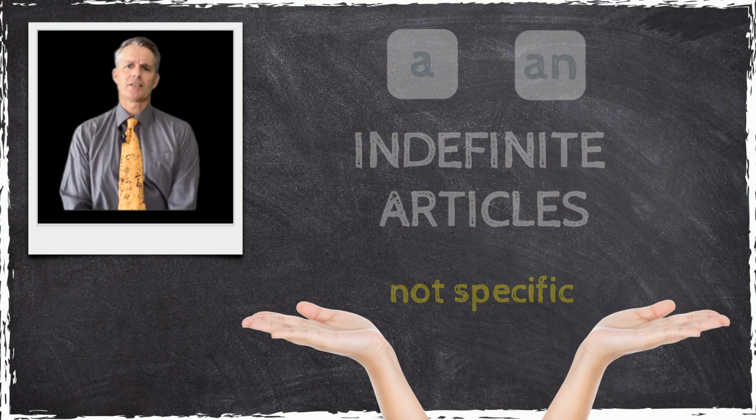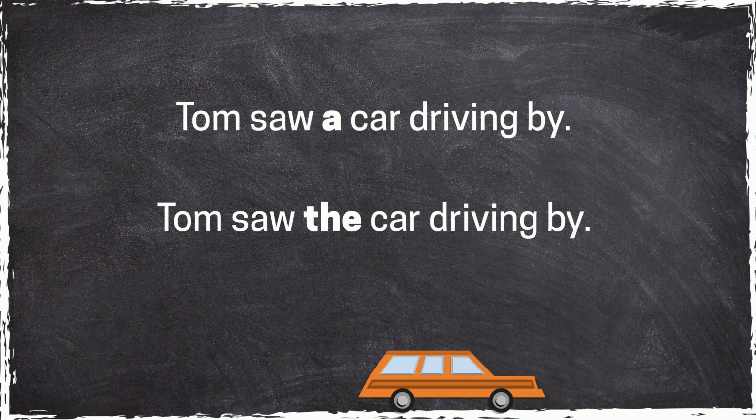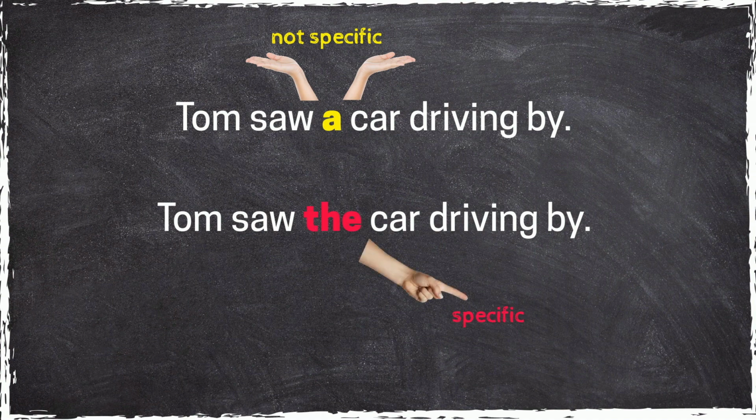What do I mean by this? Well, let me use an example to help explain. Compare these two sentences. Tom saw a car driving by. Tom saw the car driving by. The first sentence is more general. A car indicates that any car is being referred to. In the second sentence, the word the suggests that there is something special about that particular car.